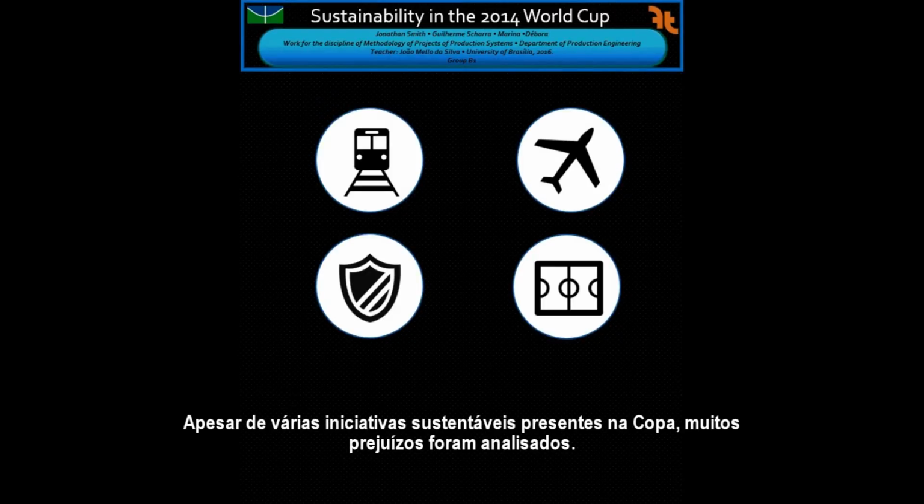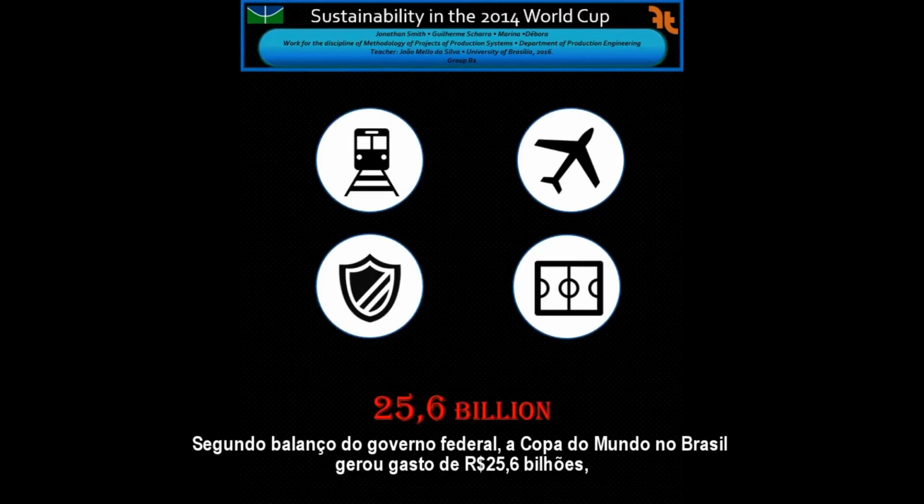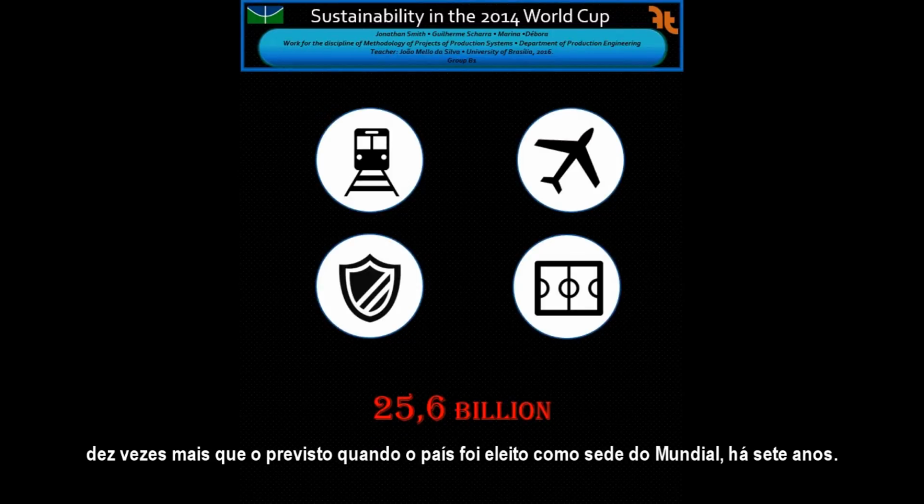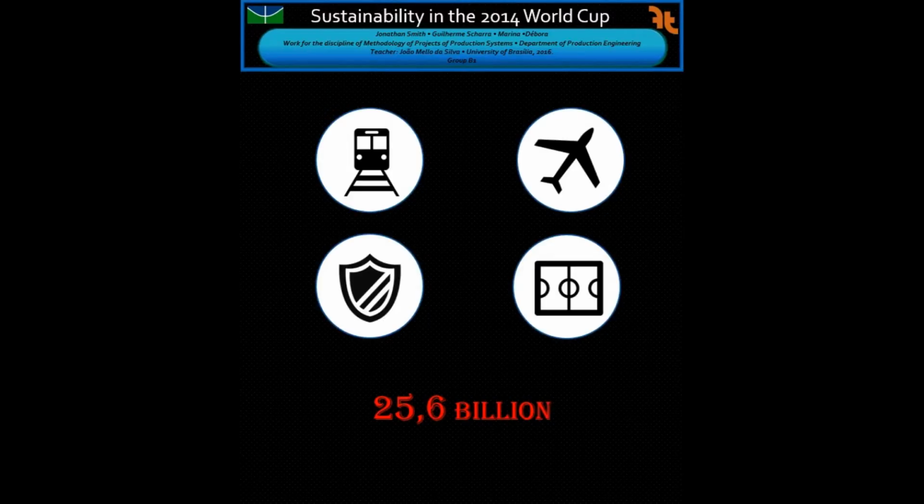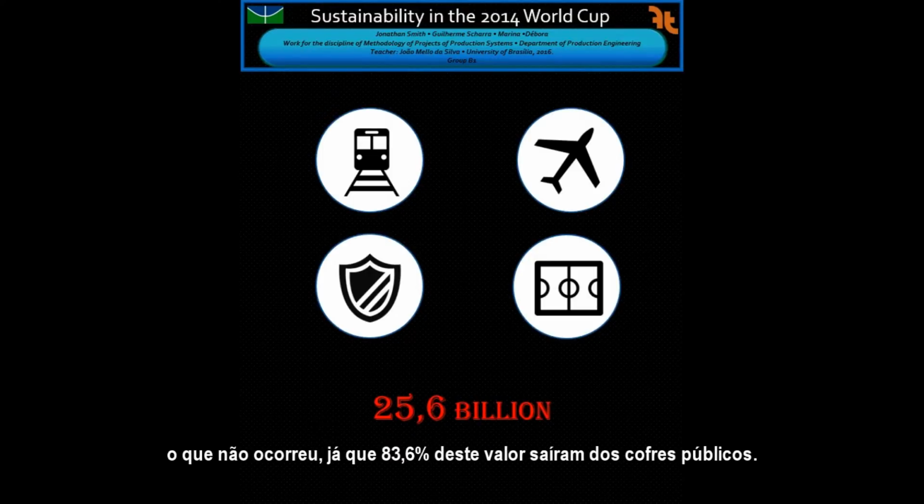In spite of several sustainable initiatives in the World Cup, there were a lot of damages. According to the balance of the federal government, the Brazilian World Cup expended 25.6 billion, that is 10 times more than expected when Brazil was choosing the headquarters of the games 7 years ago. Beyond the difference between the initial plan and the reality, another relevant fact is that the proposal was that the cost would be majorly funded by private enterprises, which did not happen, given that 83.6% of the amount originated from public coffers.